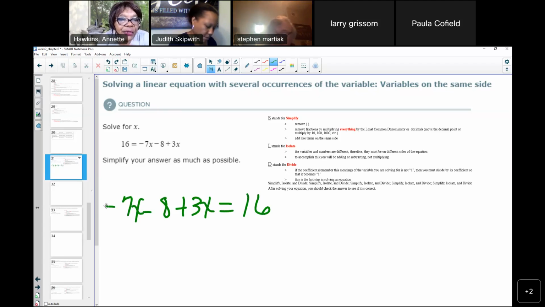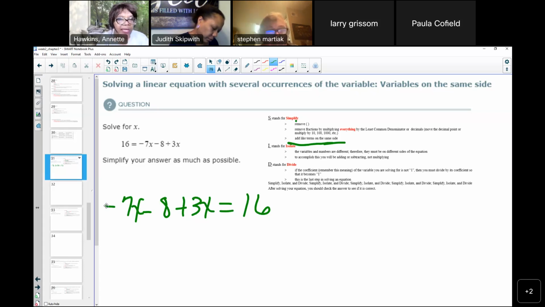So what is the first thing that we do? We need to simplify. Now, what does simplify mean? It means remove parentheses, remove any fractions or decimals that you have, and add like terms on the same side. So the first step is to simplify. Do you have any parentheses? Do you have any fractions or decimals? Do you have any like terms on the same side?